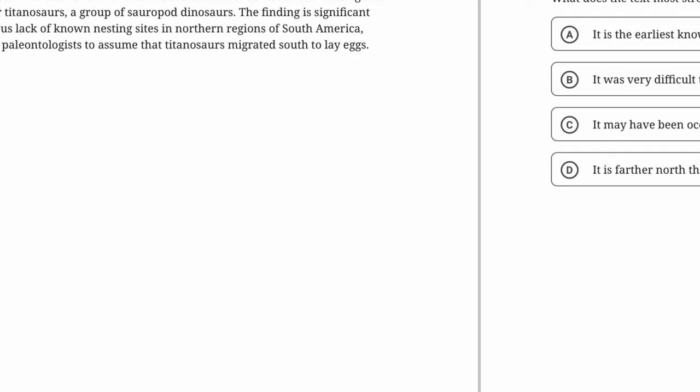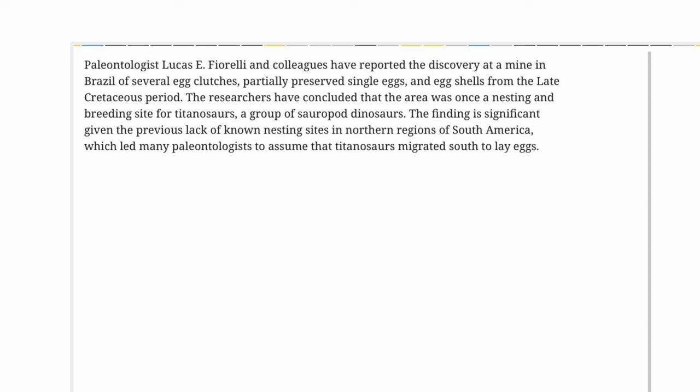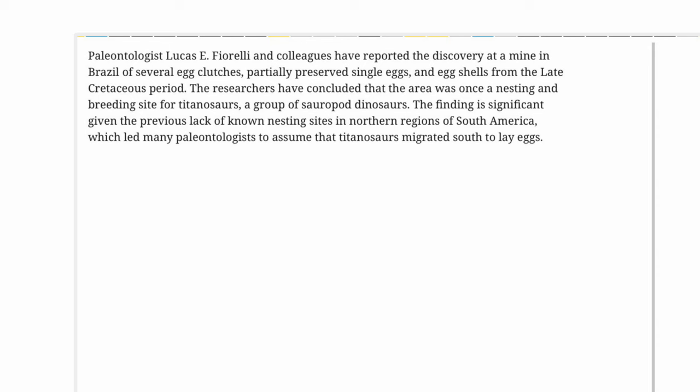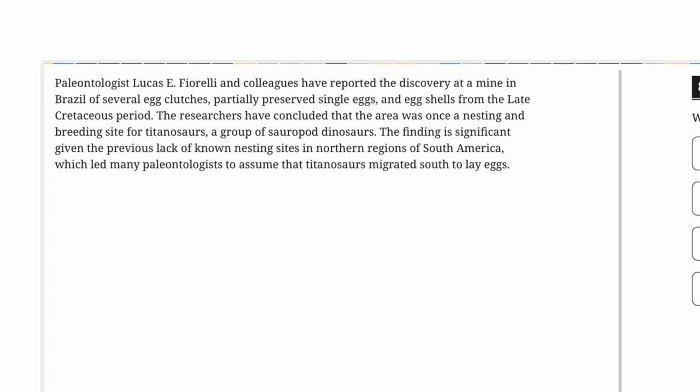Okay. What does the text strongly suggest about the site discovered by researchers? So this is going to be classified under the central ideas and details portion, but it's actually a kind of inference question. Strongly suggest. So we need to read the passage and again see what it says about the site discovered by the researchers.